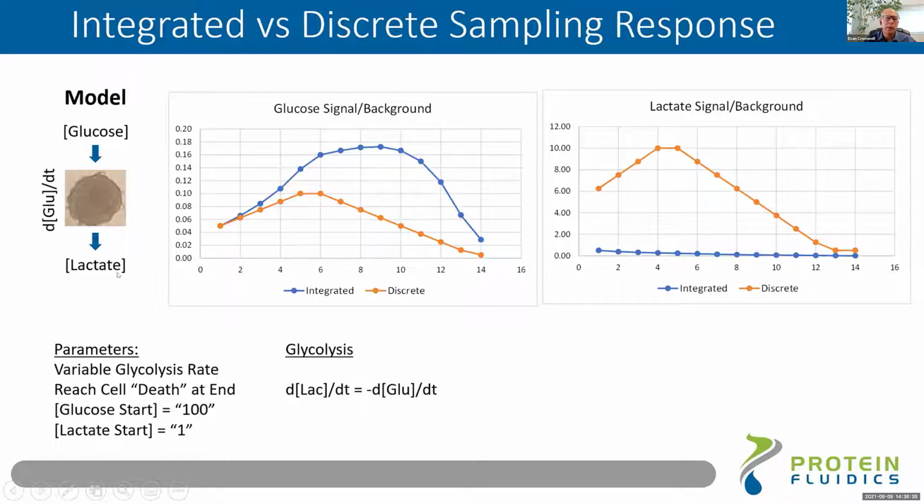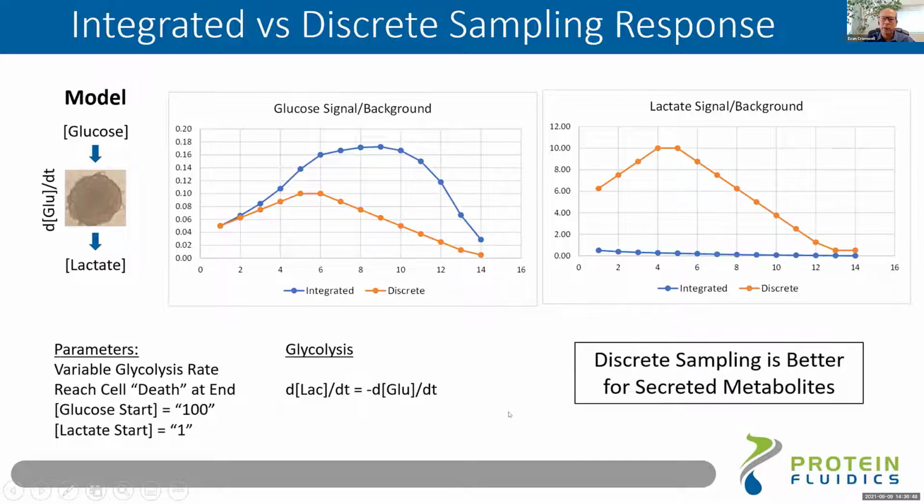But if you look at the secreted factors, in this case lactate, which is being produced by the glycolysis, you get a much higher signal to background when you're looking at discrete sampling for secreted factors. And so in that case, I really think our device, which allows you to do that discrete sampling in an automated fashion over multiple time points, really affords a very nice tool for studying metabolism dynamics.